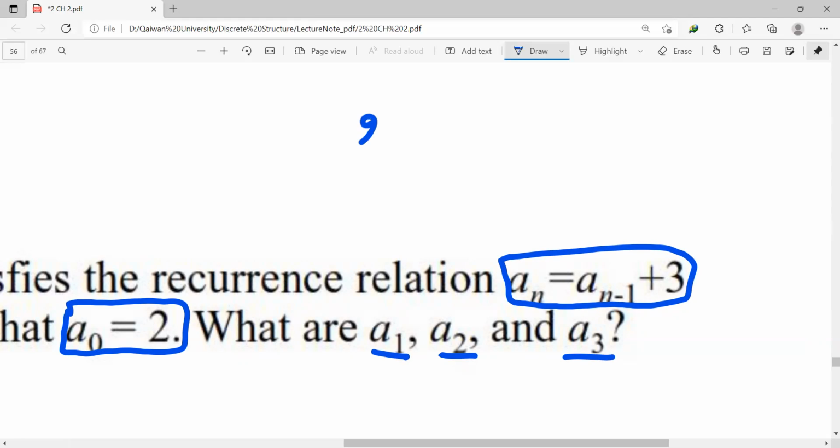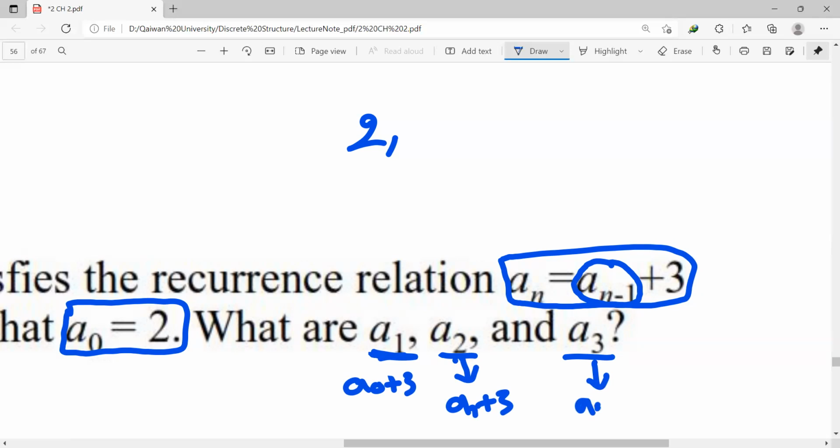A_0 is 2. How about A1? A1 is a_(n minus 1), which is a_0, plus 3. Each term depends on the previous one, and the recurrence relation is each term is the previous one plus 3. A1 is A0 plus 3. And A2 is A1 plus 3. A3 is A2 plus 3.